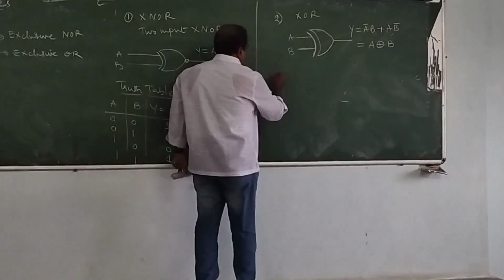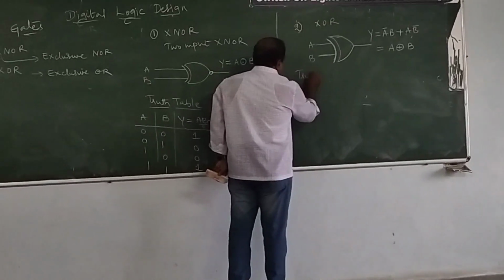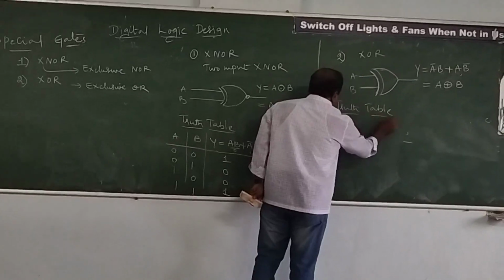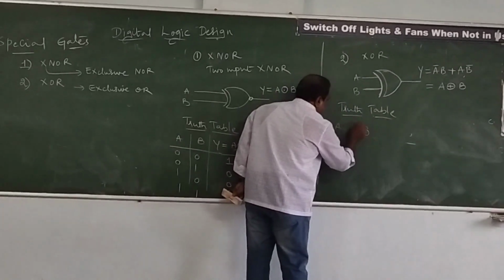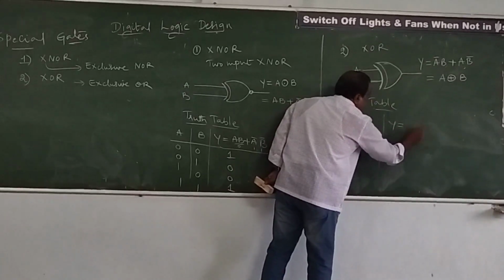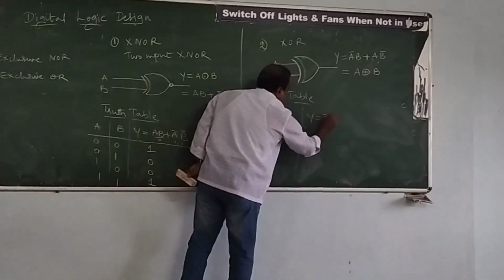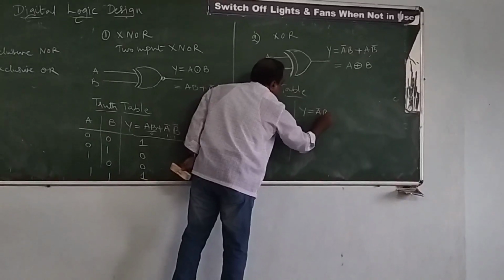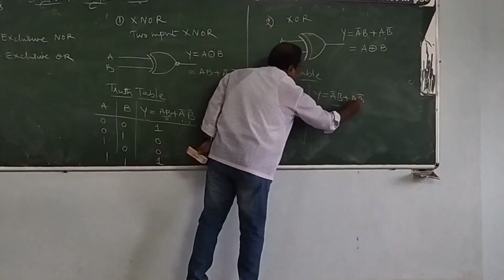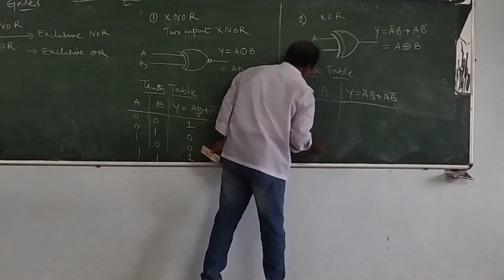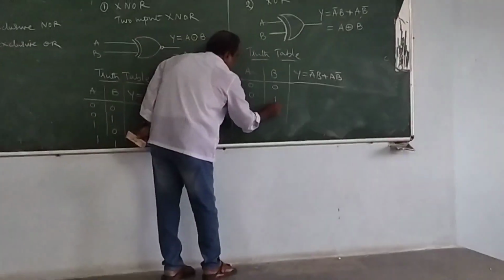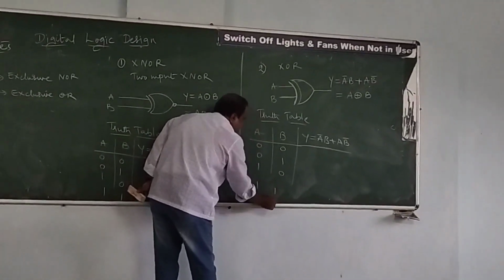Now coming to the truth table once again for the XOR gate, you are taking the two inputs A and B, and y will be the output. Here I can write the expression which is A bar B plus A B bar. This is the output expression. Now we will make the inputs 0 0, 0 1, 1 0 and 1 1.